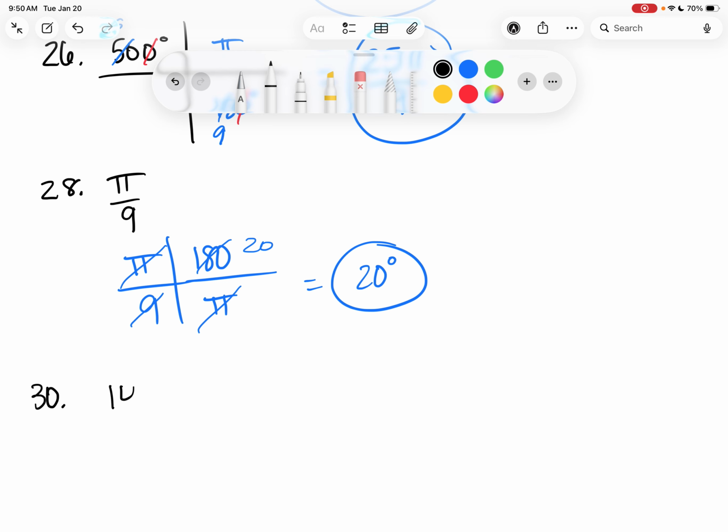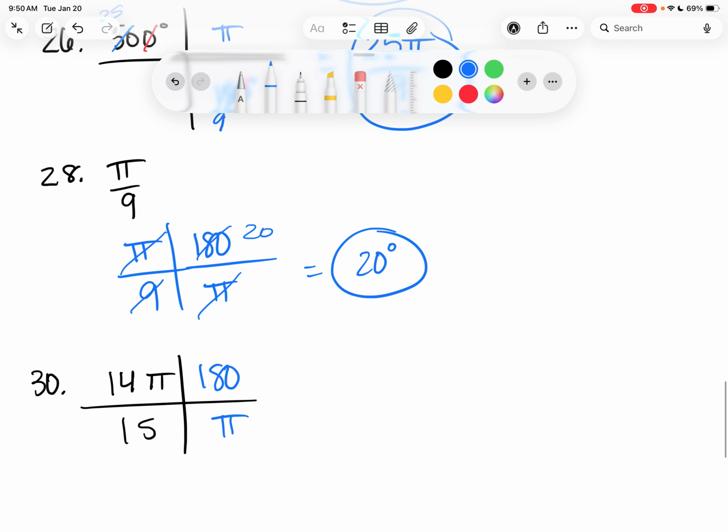Number 30. 14 pi over 15. So again, 14 pi goes on top, 15 goes on the bottom. I'm going to multiply by 180 over pi. This one isn't necessarily going to cancel out as nicely, but the pi's do cancel. If the pi's don't cancel, you set it up wrong.